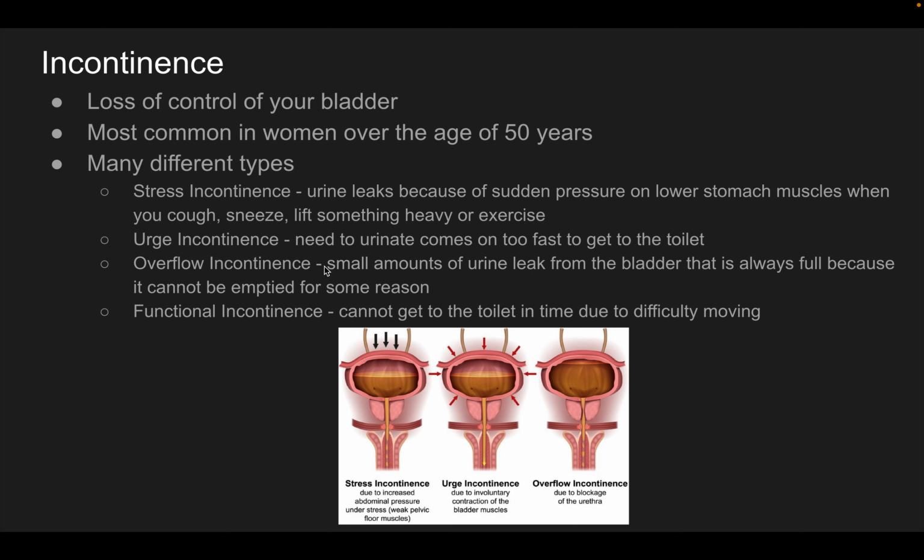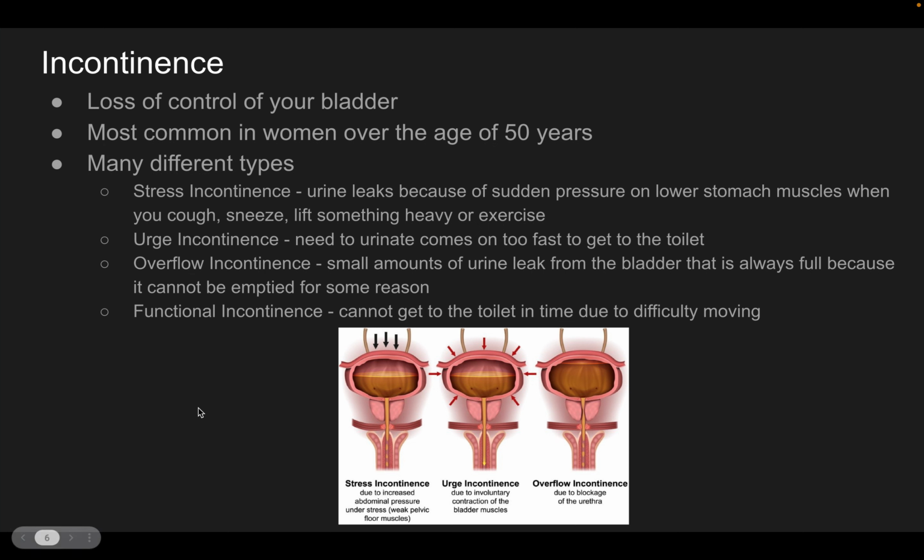Overflow incontinence is when small amounts of urine will leak out of the bladder as it fills, right? So this gets really, really full, and the pressure builds up in here. Usually, this muscle is strong enough to keep everything inside and let the bladder stretch. But if this muscle is weak, it doesn't take much as the pressure grows here, and it leaks out.